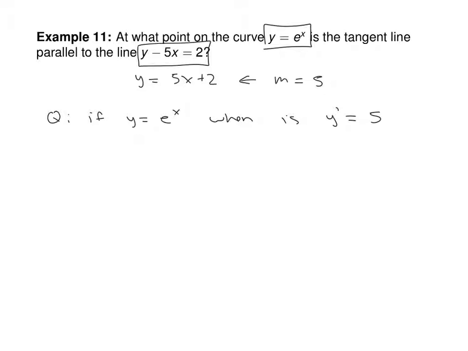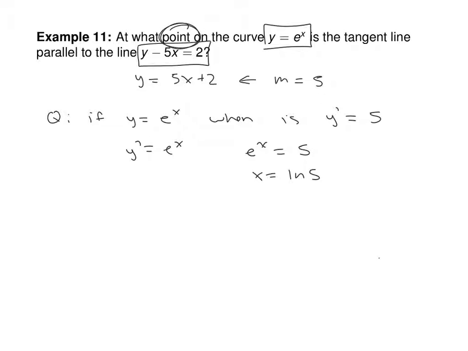Because if the tangent line is parallel to this line, it has to have the same slope as this line, and that line's slope is 5. If I'd said perpendicular, you would say, okay, then it'd be negative 1/5. Okay, so when is y prime 5? What is y prime? E to the x. So we want to solve e to the x equal to 5, and can you do that? Yep, x equals ln 5.